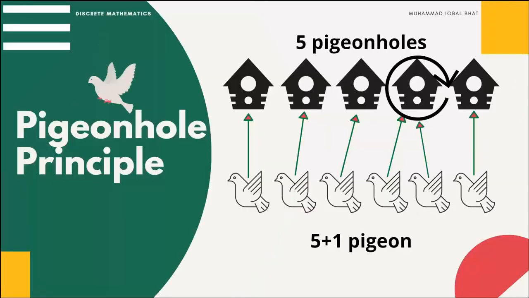What the pigeonhole principle states is that if we have n pigeonholes, so here there are 5 pigeonholes, and n plus 1 or more pigeons, then at least one pigeonhole will be occupied by more than one pigeon. It is obvious, since we have 5 pigeonholes and 6 pigeons. If we assign one pigeonhole to each pigeon, the 5 pigeonholes will be able to occupy at most 5 pigeons. But we have 5 plus 1 pigeons, so one pigeon needs to share a pigeonhole with another pigeon. That is the pigeonhole principle. It is a simple principle, but is applicable to a number of problems.